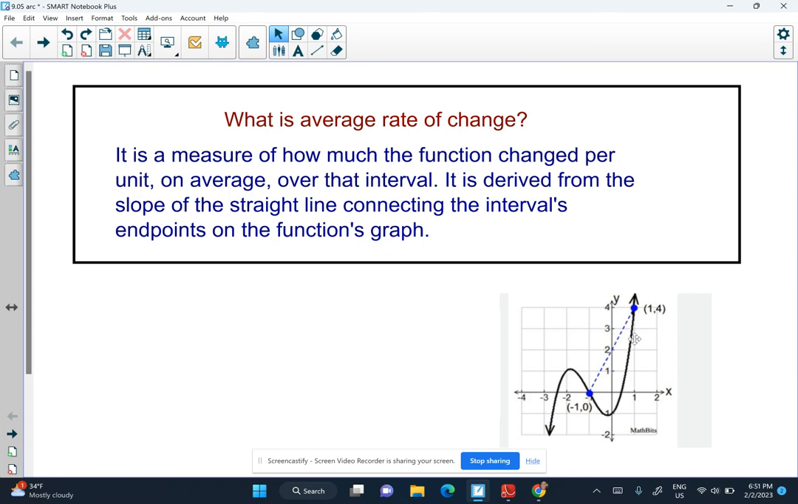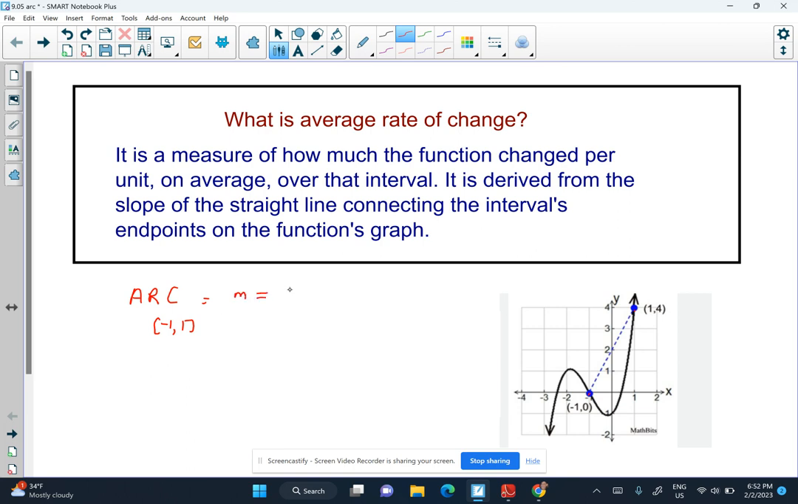So here I have a graph of a cubic function, and if I'm looking for the average rate of change over the interval from -1 to 1, I would locate the endpoints of the interval, so (-1, 0) and this other point, (1, 4), and then I would connect a line to those points, and I would calculate the slope.